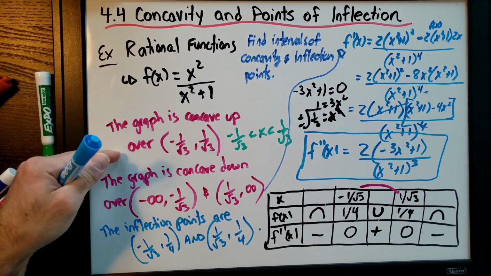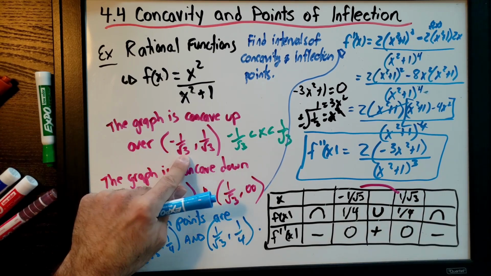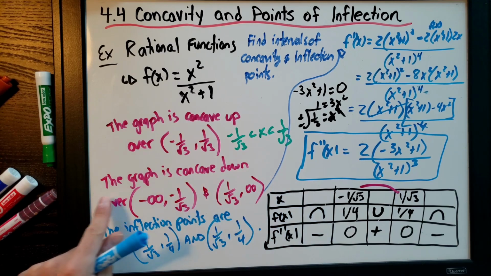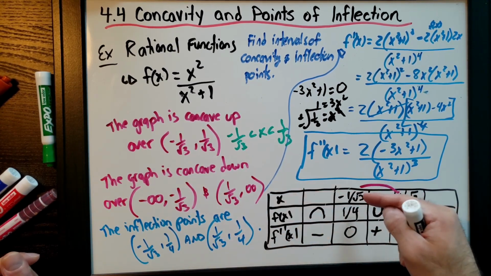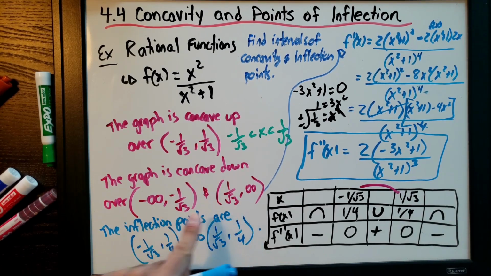So the graph is concave up where it's concave up, right here, between these numbers. Interval notation or set notation, whatever you want. The graph is concave down in this interval, right? Negative infinity to this point, and this point to positive infinity. So that's what this says in interval notation.